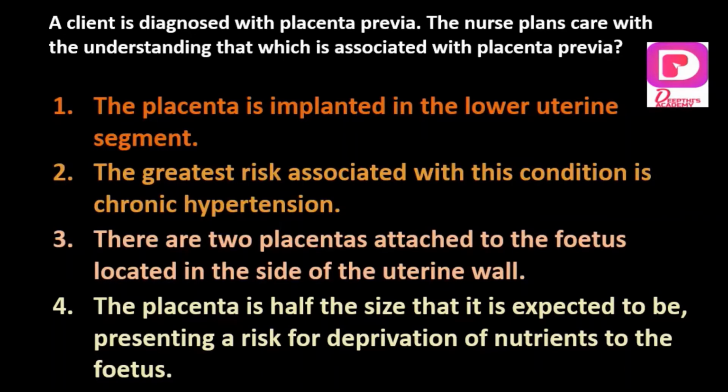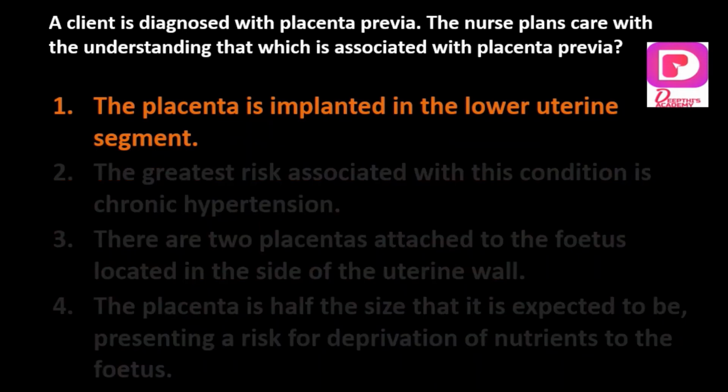This question is very easy to answer as we know what is placenta previa and its clinical signs and symptoms. Alright, in placenta previa there is one placenta that is normal in size, but it is implanted in lower uterine segment. The lower uterine segment does not contain the same intertwining musculature as the fundus of uterus. Therefore, the greatest risk associated with this condition is bleeding. So, we can choose the first option as the right one, that is placenta is implanted in the lower uterine segment, as all the other options are wrong.